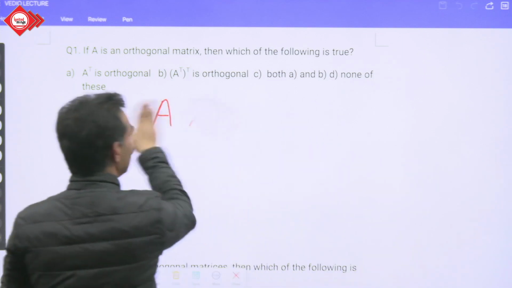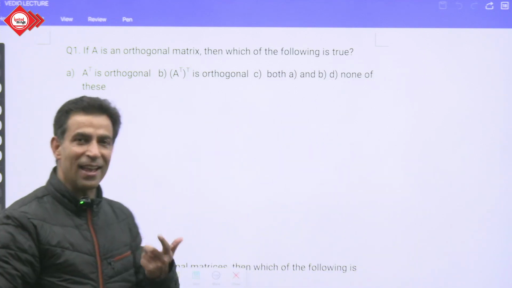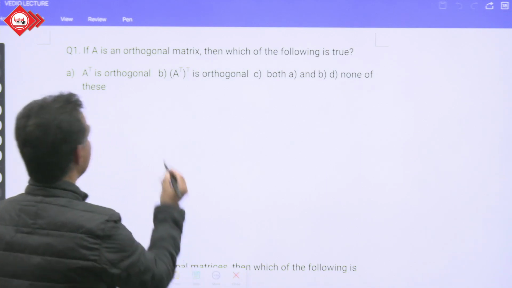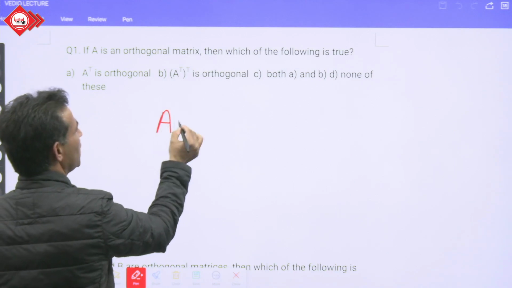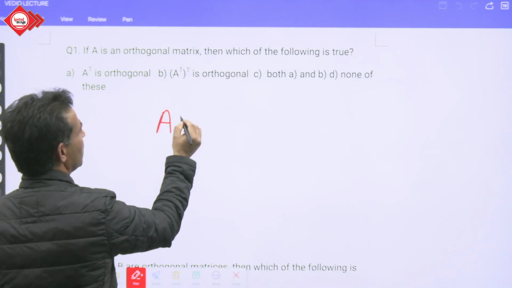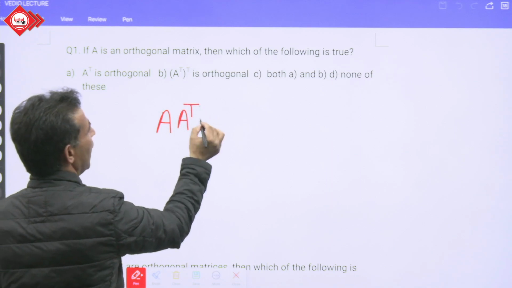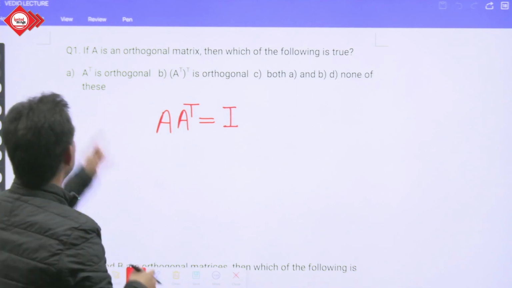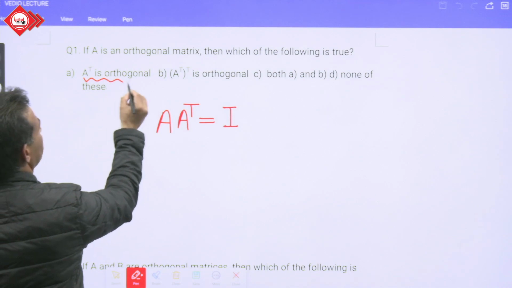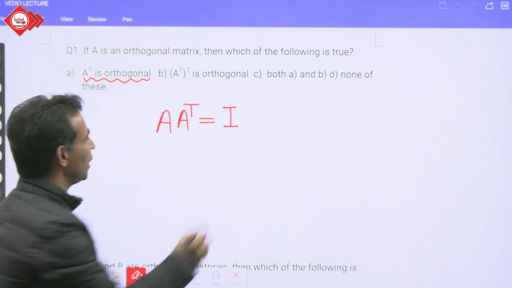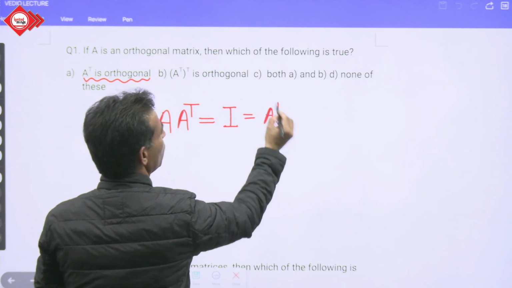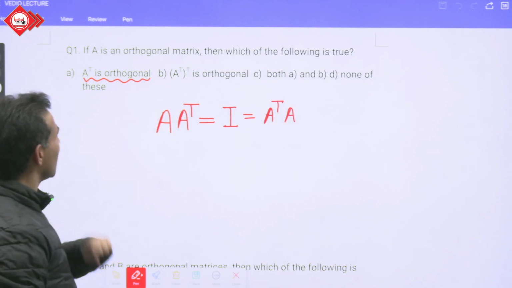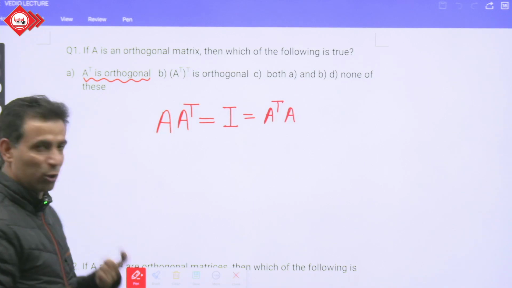Now what is written here in the MCQ? It is written that A is an orthogonal matrix. So if A is an orthogonal matrix, it means that if we post multiply it by its transpose, you will get an identity matrix. Fine. So now look here, look at this option. Now, what is the first option? First option is: is A transpose an orthogonal matrix?